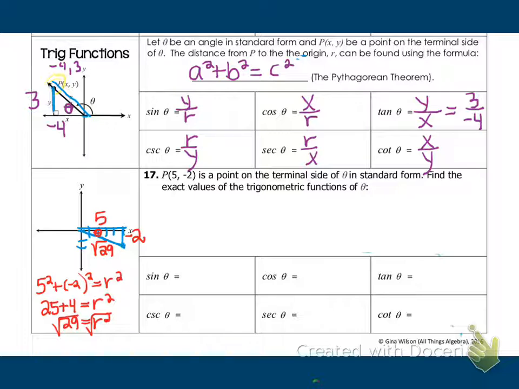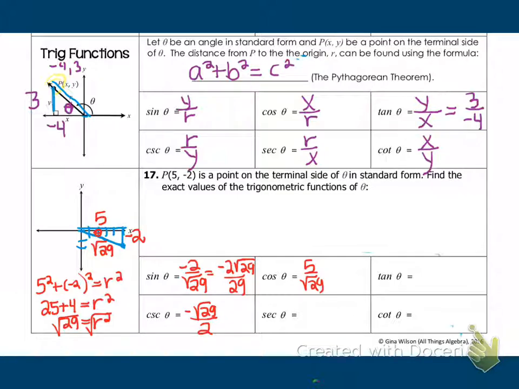And now we could calculate all these trig ratios using those three sides. So the sine of theta, because the side across from theta is negative 2, would be negative 2 over the square root of 29. And before we rationalize it, we could flip it to get the cosecant, and that would make it negative square root of 29 over 2. Doesn't really matter where the negative is, so I usually put it with the numerator. And if we rationalize, then the sine would become the negative 2 times the square root of 29, over 29.